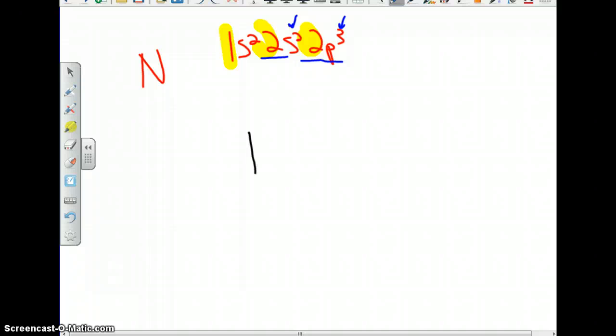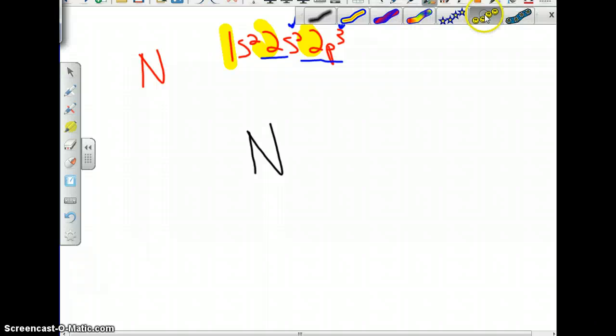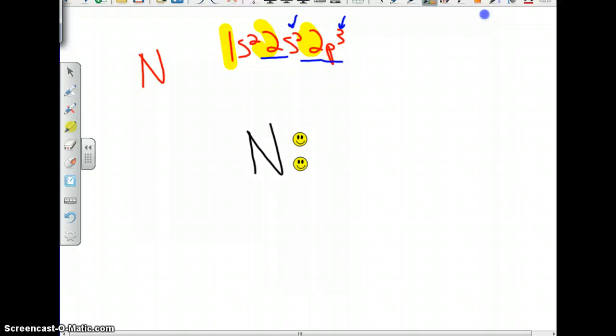So I'll put the symbol for nitrogen. The 2s dots will go on the side, 1, 2. And then the p dots go around the other 3 sides, 1 at a time. So I have 3 p dots, so I'll put 1, 2, 3. So I have all 5 dots shown, and I'm finished.